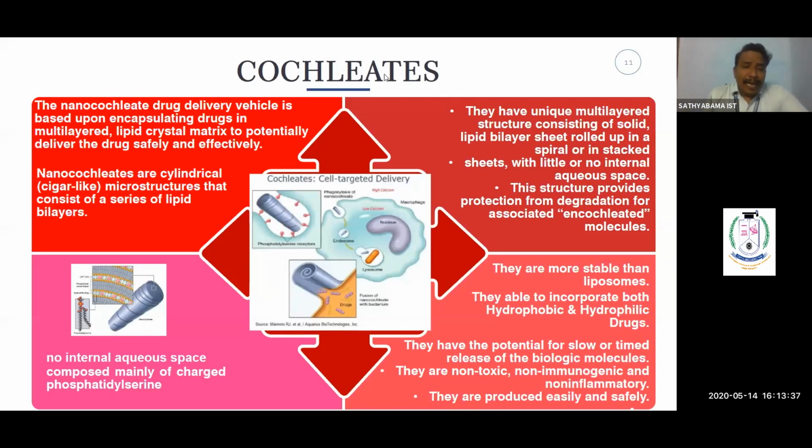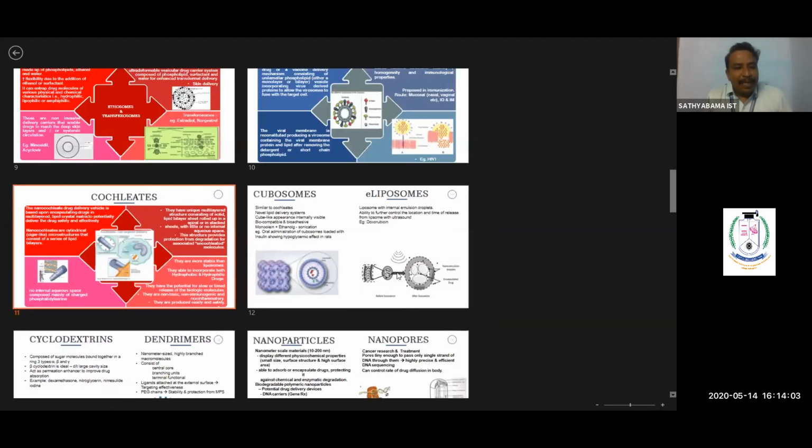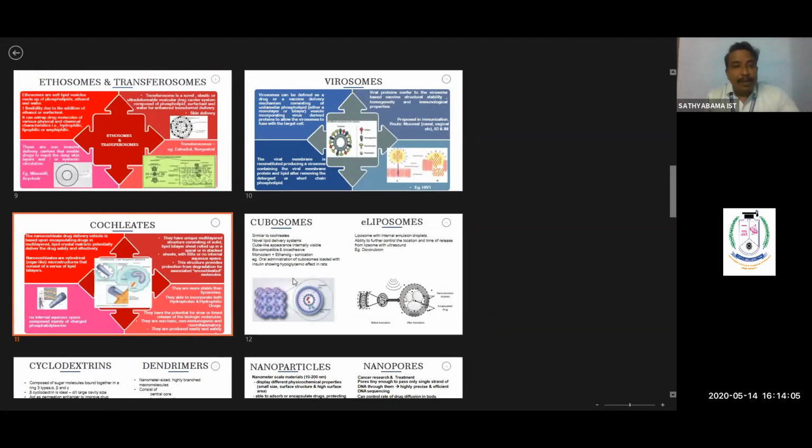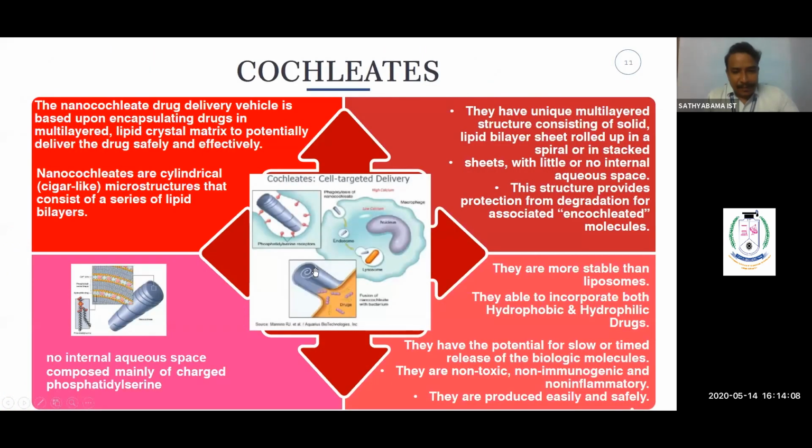And what happens here is when we are talking about these nanocochleates, the drugs will be embedded just like a sandwich. These drugs will be present inside it so that the external surface can interact with the different kinds of toxic materials present inside our body, but nothing happens to it. But when it reaches the target, it can release this particular compound into that target site.